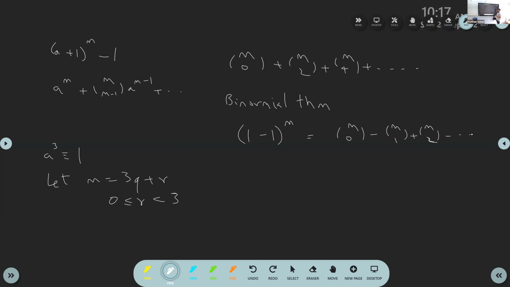We get alternate positive and negative terms, right? And this is of course 0 raised to n, which is 0. And therefore, the identity that you get is that the alternate sum m choose 0, m choose 2, m choose 4 will be equal to the alternate sum of the other terms.